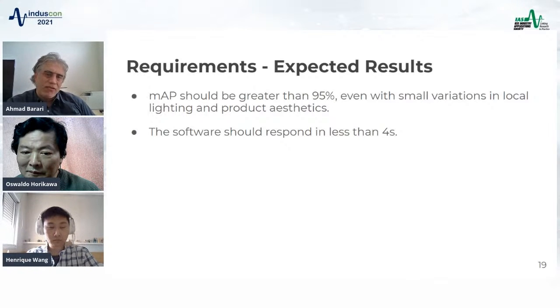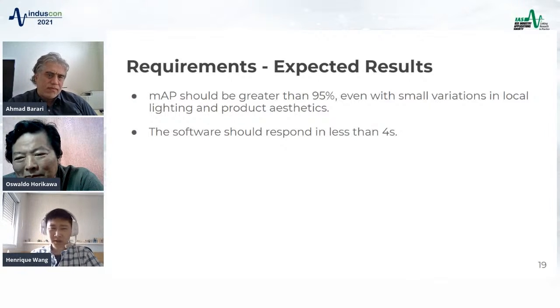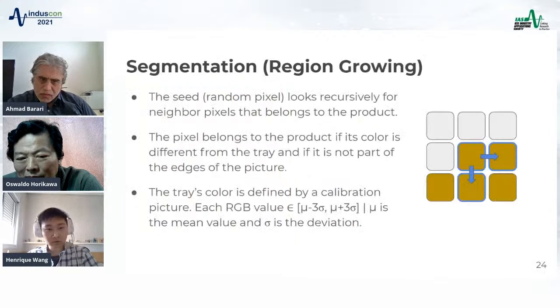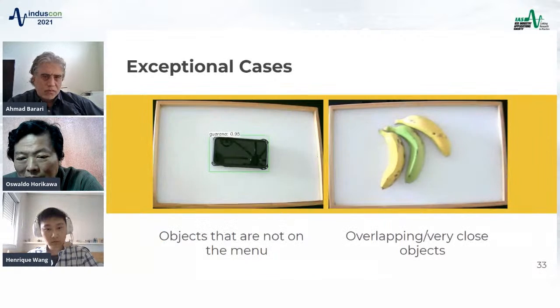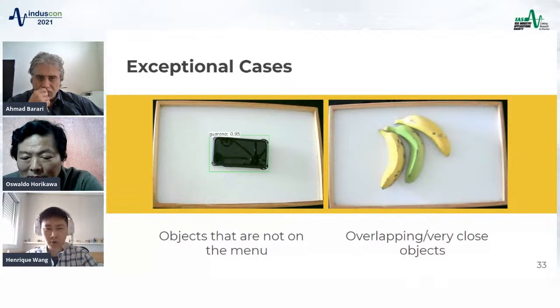So how bad is that 5%? Do you think the damage is significant here? I think sometimes it depends, but the main problem of our system is that we have these great results only when our requirements are met. When the objects are too close, or when we use unknown objects in the tray, it might have some problems. So we think this might be the main problem of our project.